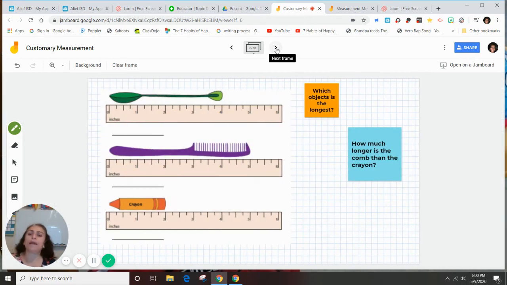Okay, in this one we have three objects. We have a spoon, a comb, and a crayon. And the first question is, which object is the longest?